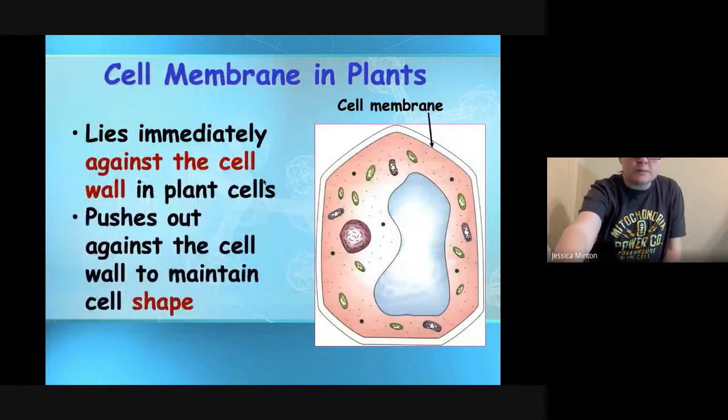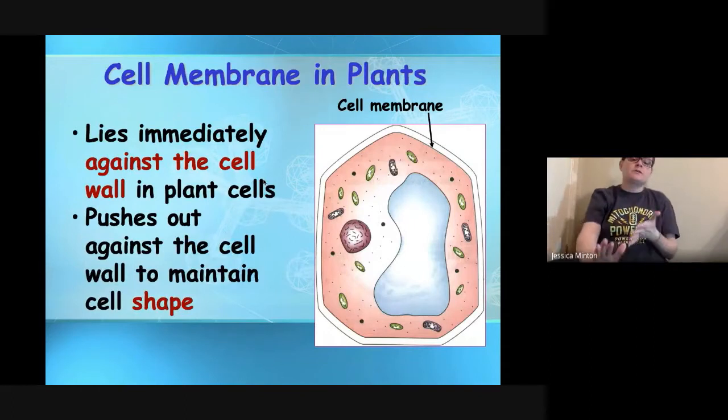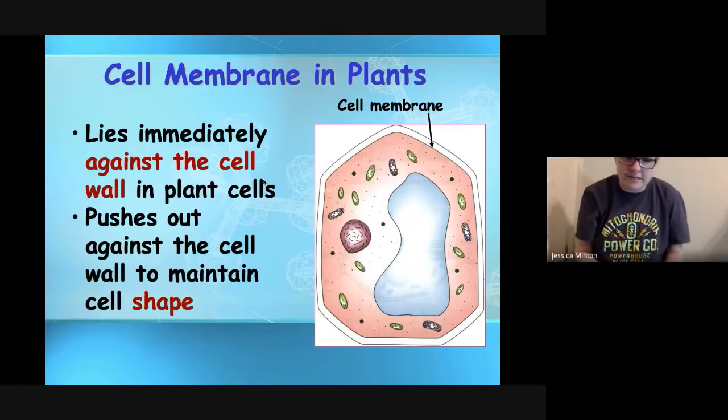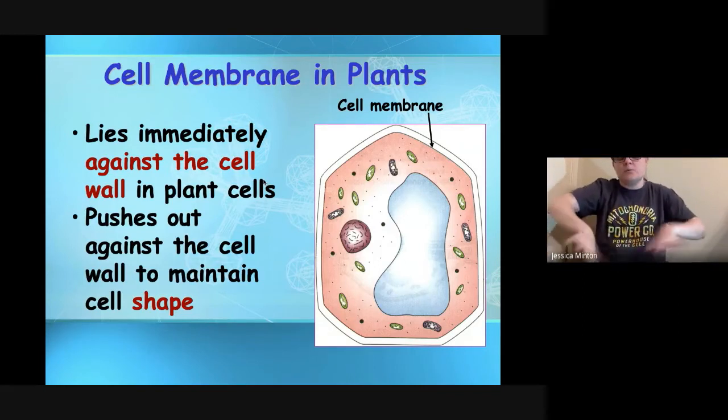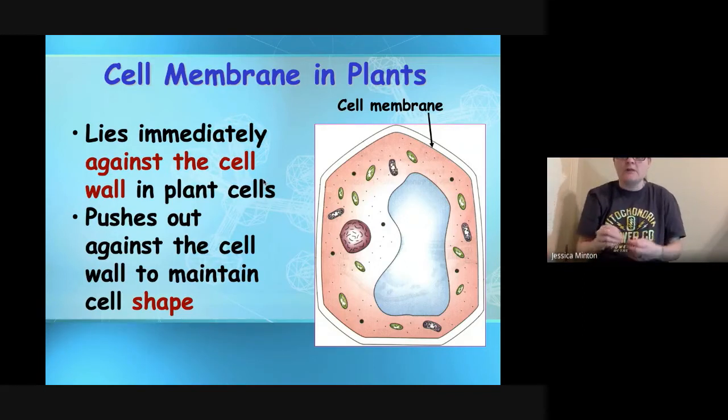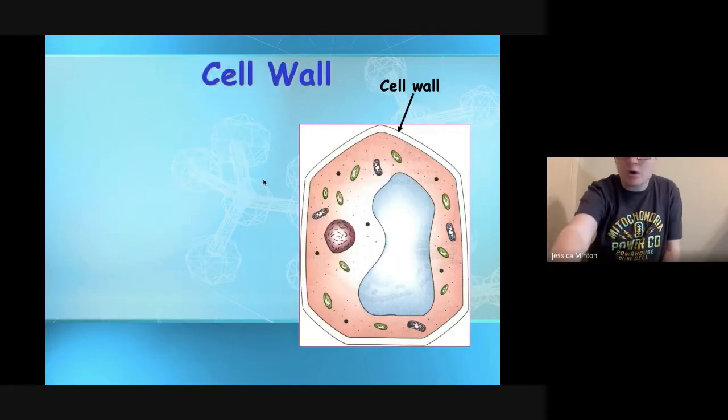So let's go into plants. When you first go into the cell membrane of plants, it's against the cell wall. It's going to be rigid and it's going to help push to maintain that shape. Now, the cell membrane is not rigid, but it's going to push against that cell wall to make sure that it holds its shape all the way through there.